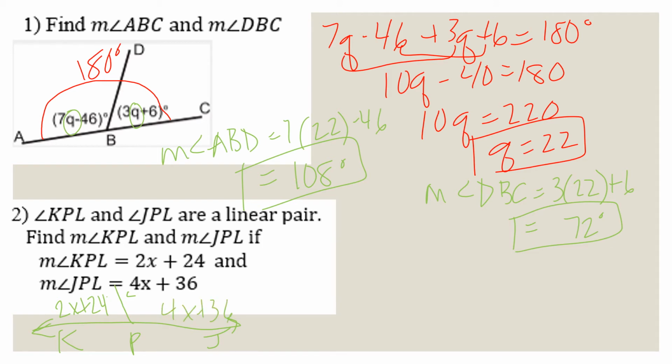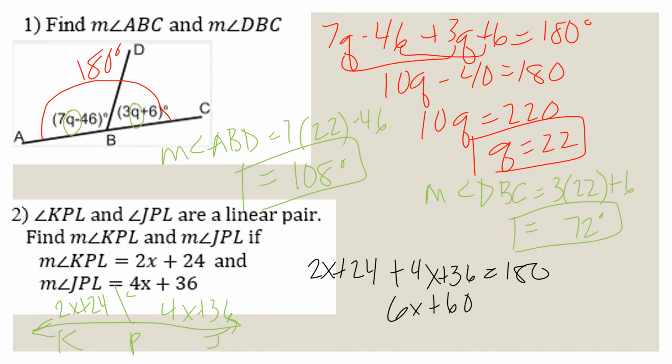So again, we're going to set it up the same way. If you're at home, pause it and try to solve it. I'm going to set 2x plus 24 plus 4x plus 36 equal to 180 degrees. Then I'm going to solve. I get 6x plus 60 equals 180, then 6x equals 120, and then x equals 20.